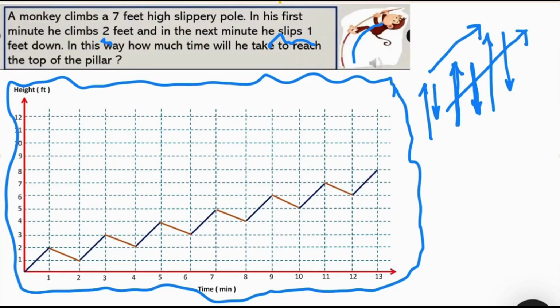Numbers कुछ भी हो सकता है. यहाँ पे we have 7, 2 and 1. It can be any number, but the general shape of the graph will be like this. It will be like this.